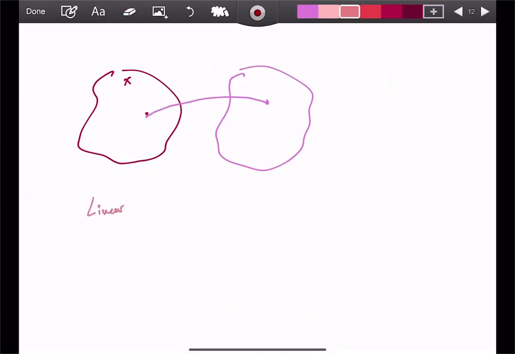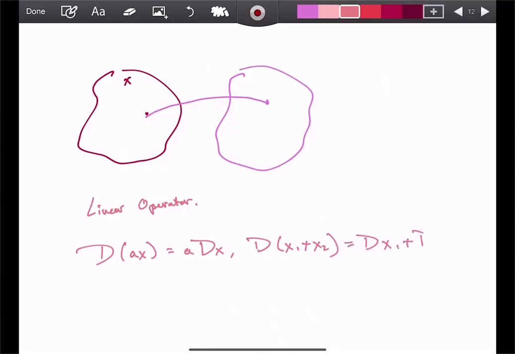So let's talk about what type of operator this is. This is a linear operator. It's a linear operator because if I have my differential operator acting onto a times x, that's the same thing as a, which is simply a constant, times my differential operator acting onto that function of x. And if I have my differential operator acting onto the sum of two different functions, x1 plus x2, that's the same thing as my differential operator acting onto the first function plus my differential operator acting onto the second function, and so on. So this is just superposition.